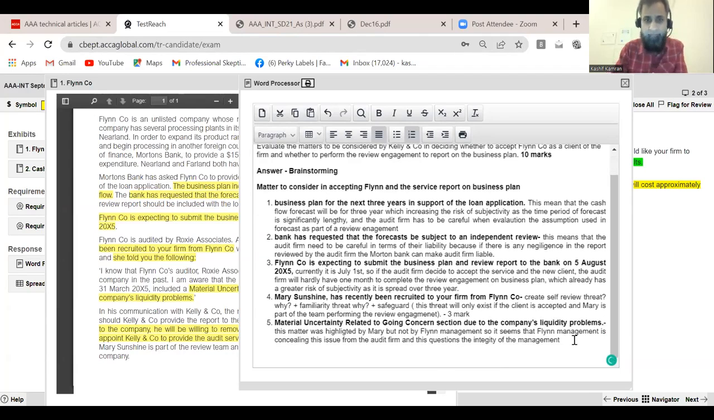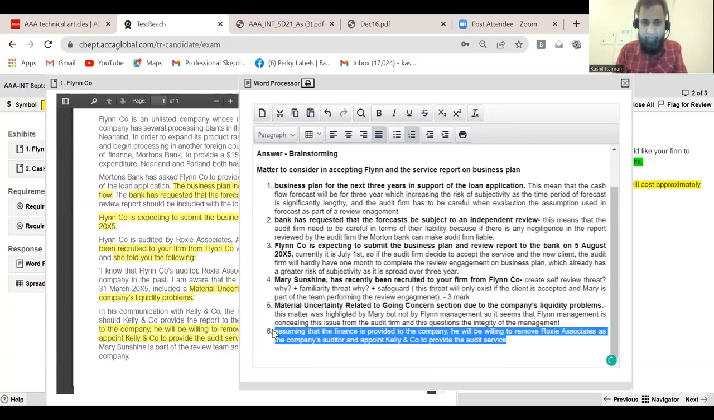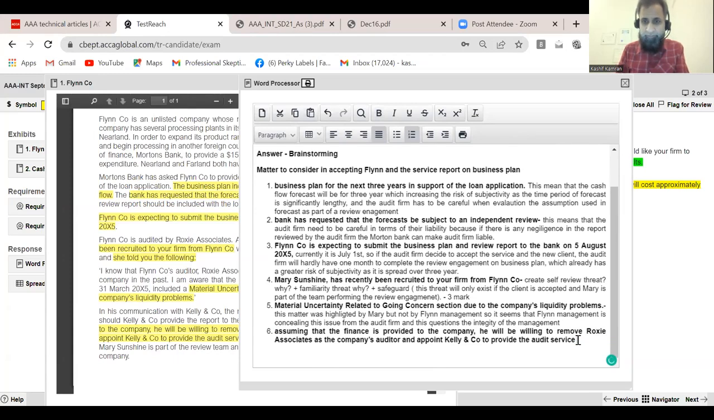Okay, next point. Point number 6. Assuming that the finance is provided to the company, he will be willing. Who is he? He is the managing director, right? He will be willing to remove Roxy and appoint Kelly as an audit firm. So this creates a self-interest threat for Kelly. You need to justify why it is a self-interest threat, and you will fetch 1 mark here. And also, you need to write in the safeguards as well, if possible.